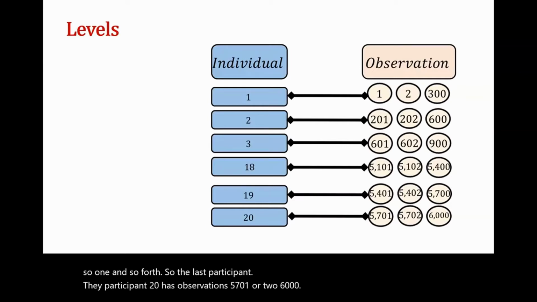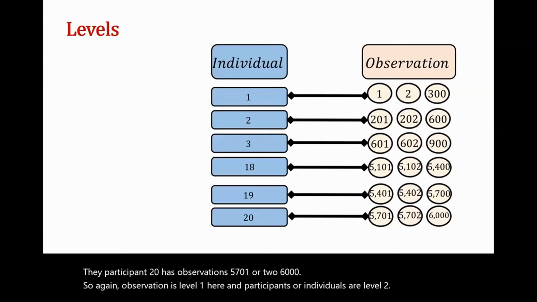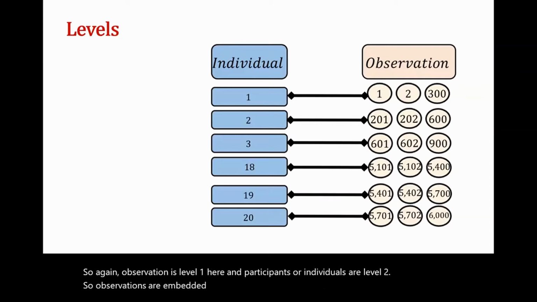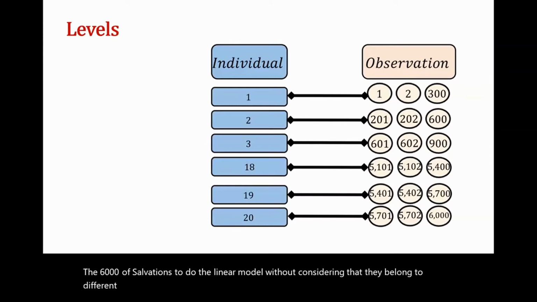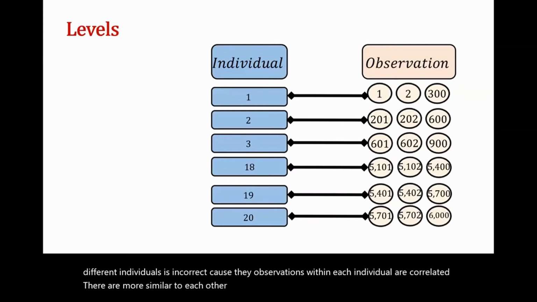So again, observation is level 1 here, and participants or individuals are level 2. Observations are embedded within the individuals, and using the 6,000 observations to do the linear model without considering that they belong to different individuals is incorrect, because the observations within each individual are correlated. They are more similar to each other than to those of other individuals.